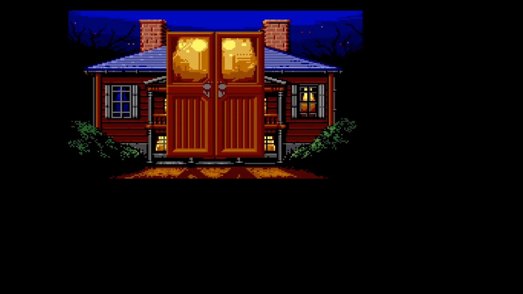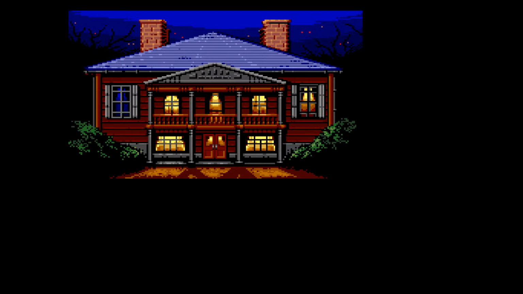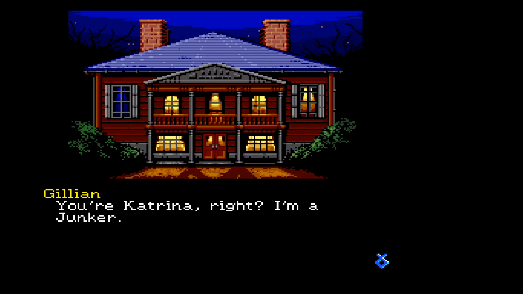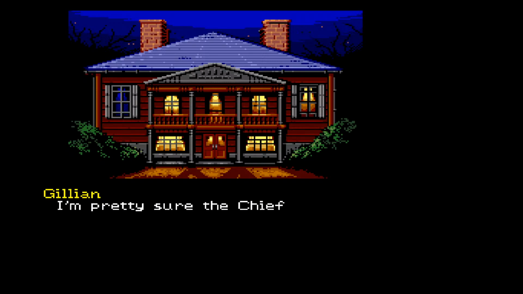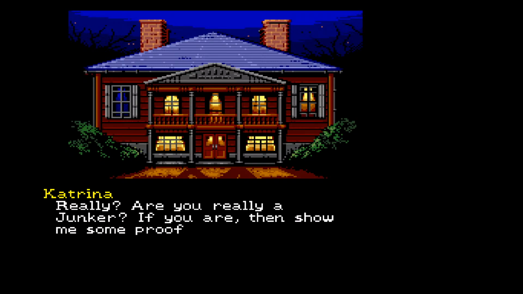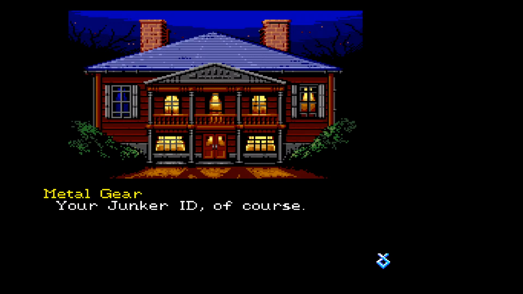Katrina, are you in there? Who is it? You're Katrina, right? I'm a junker. I just started down at Junker headquarters. My name's Gillian Seed. I'm pretty sure the chief would have let her know. Really? Are you really a junker? If you are, then show me some proof. Proof? Your junker ID, of course.